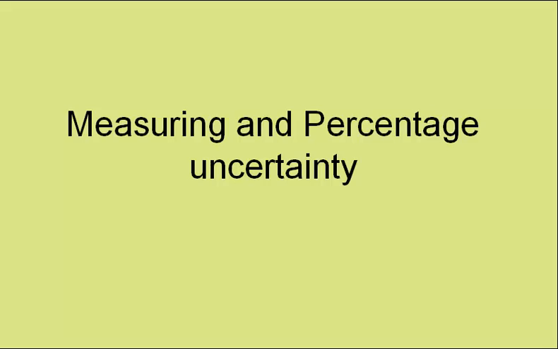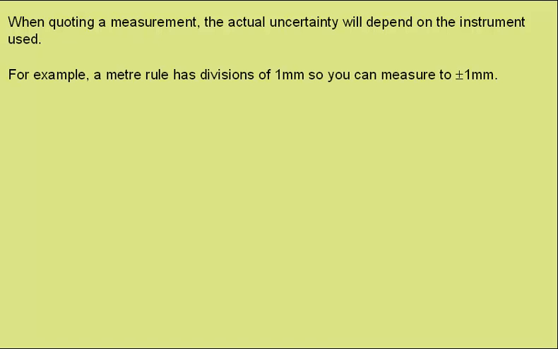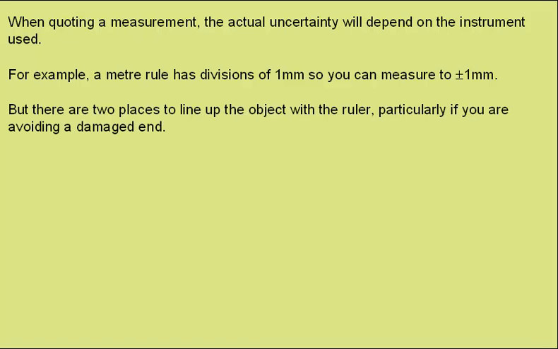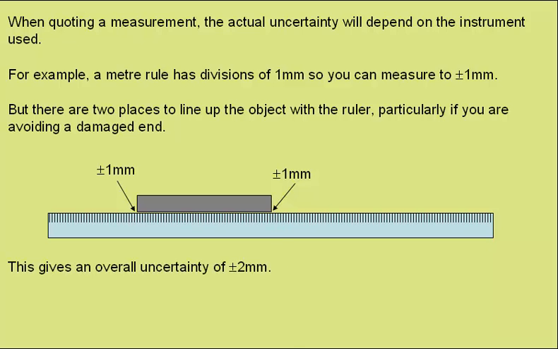Measuring and percentage uncertainty. When quoting a measurement, the actual uncertainty will depend on the instrument used. For example, a meter rule has divisions of 1 mm, so you can measure to plus or minus 1 mm. We say it has a precision of 1 mm. But there are two places to line up the object with the ruler, particularly if you're avoiding a damaged end. We need to line up the object here and take a reading, and here and take a reading. This gives an overall uncertainty of plus or minus 2 mm.